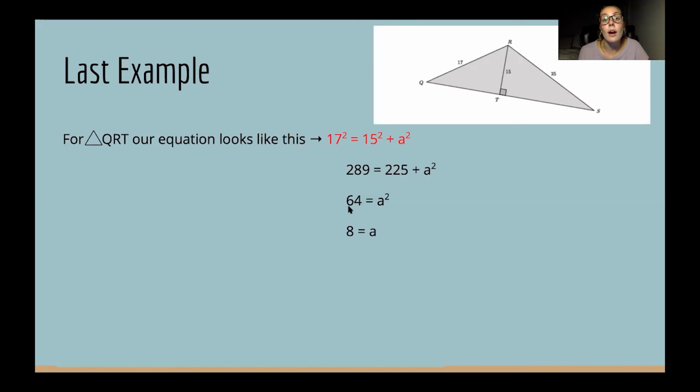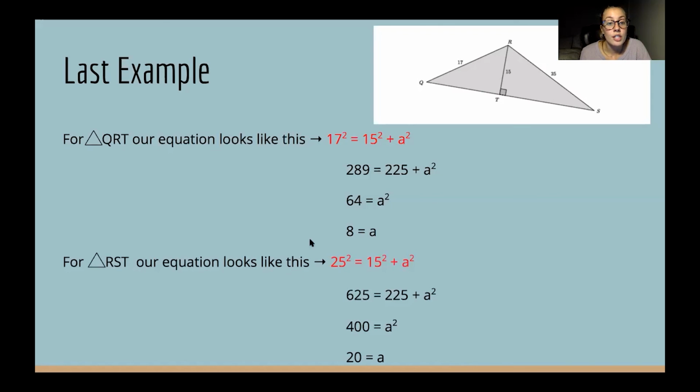Well, that's just a square. We need to find the square root. So the square root of 64 is going to be 8. So we have our Q to T, which is 8. Okay, Q to T is 8. Now we need to find T to S.